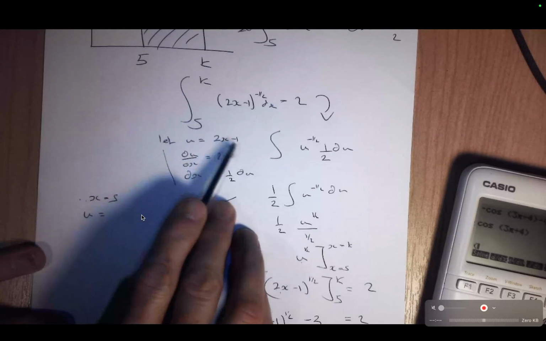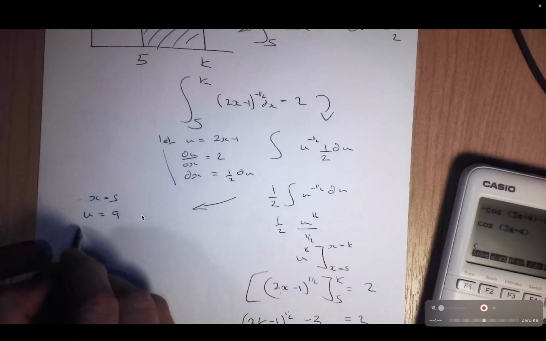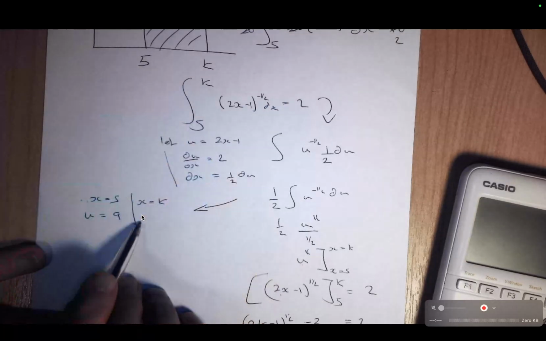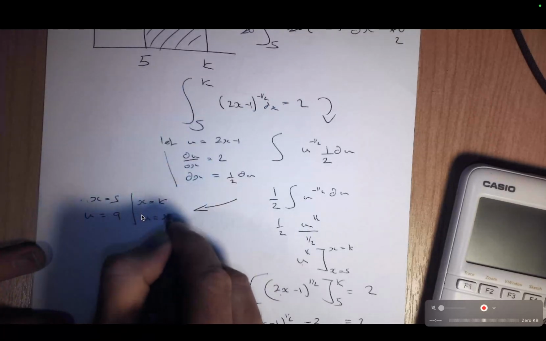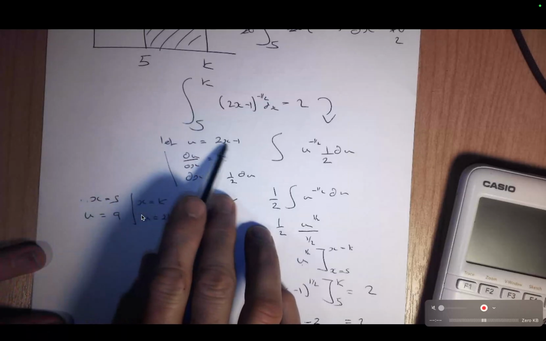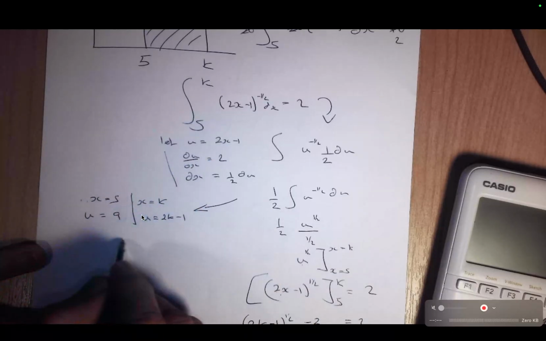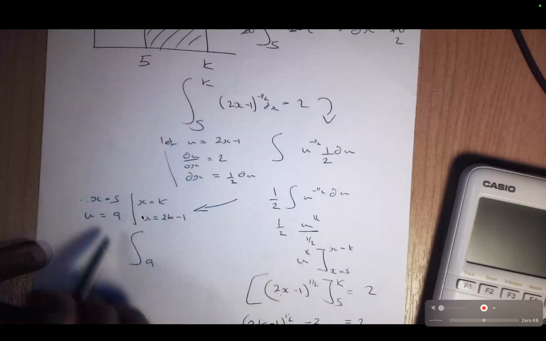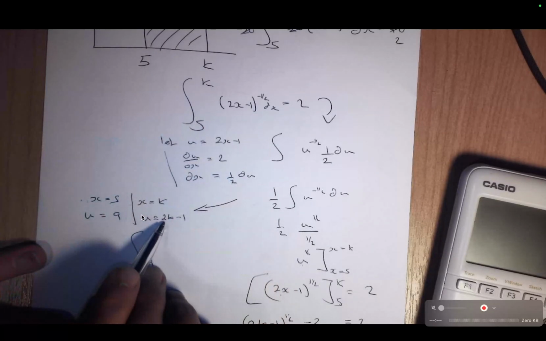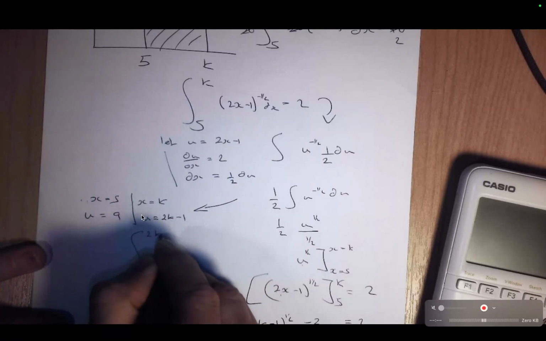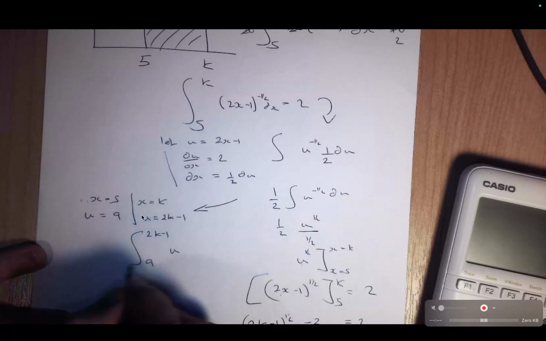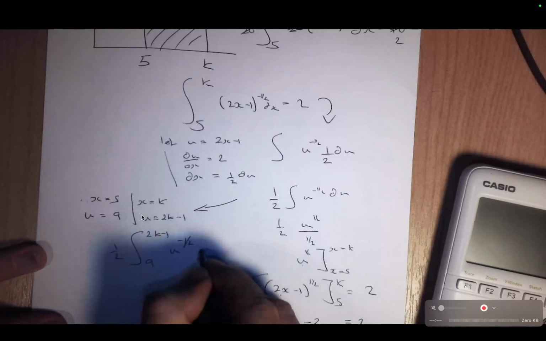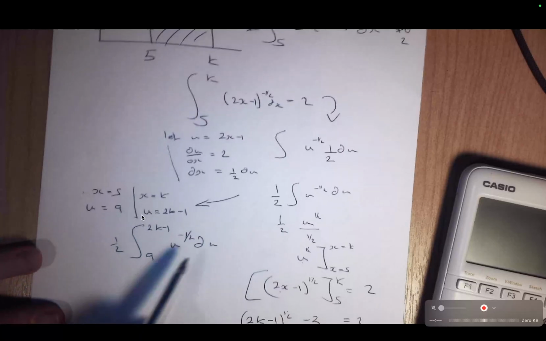2 times 5 is 10, minus 1, it's going to be 9. And when x equals k, therefore u is going to be 2k minus 1. Replace the x with k. So, in other words, in the integral, instead of 5, we're going to put 9. Instead of k, we're going to put 2k minus 1, and that is u to the power of negative a half du. Now we've got everything in terms of u.